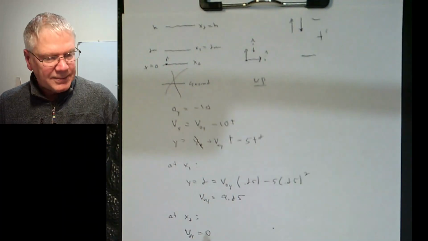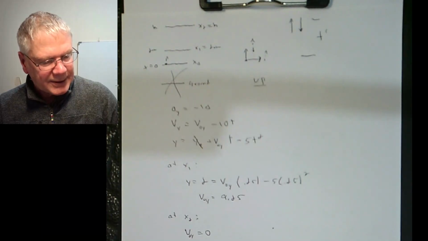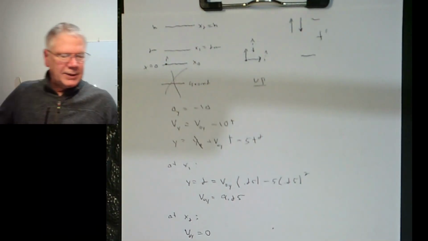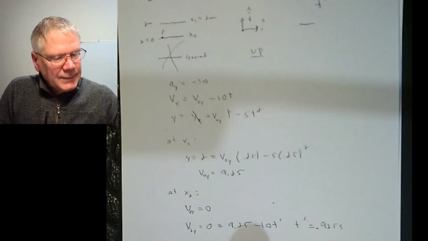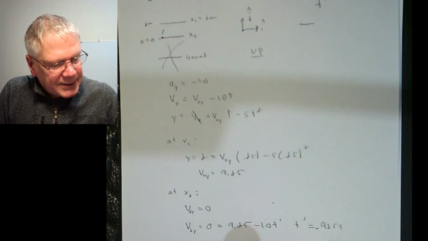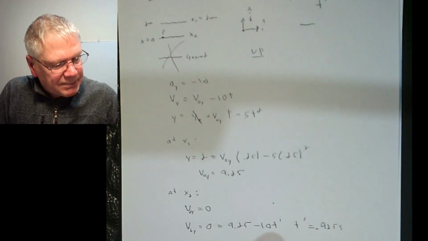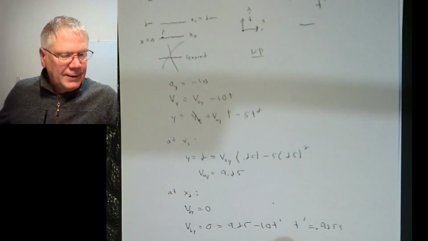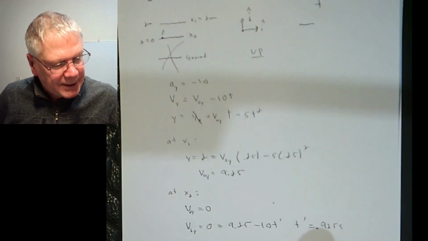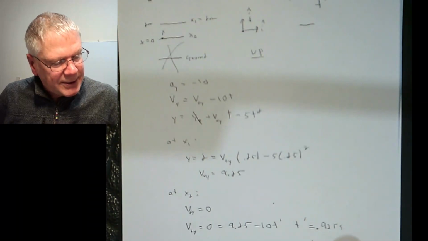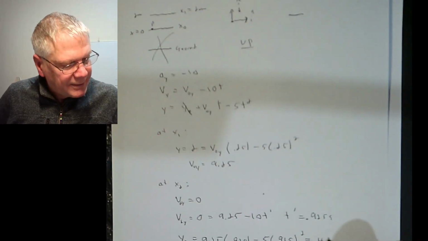So how high is the top? Well, now we use this equation. y3, or x3, whichever you want to use, x or y, is equal to v0y, which is 9.25, times t prime, which is 0.925, minus 5 times 0.925 squared, and this gives you 4.28.